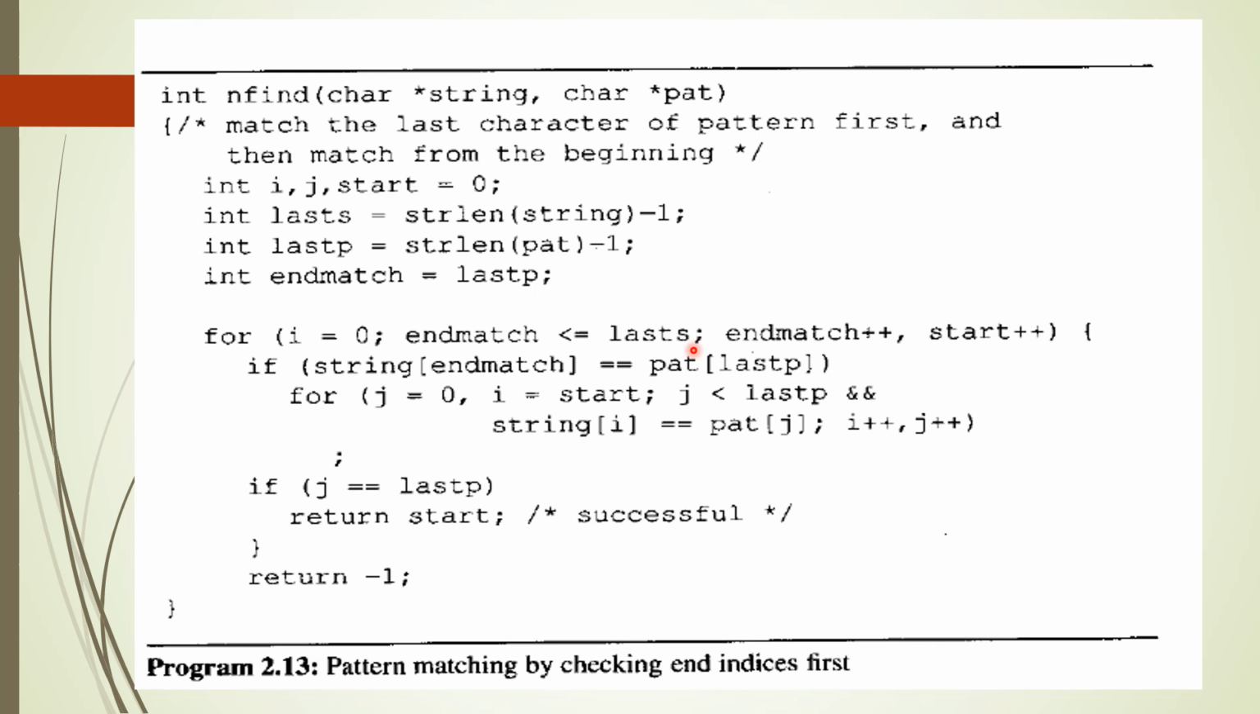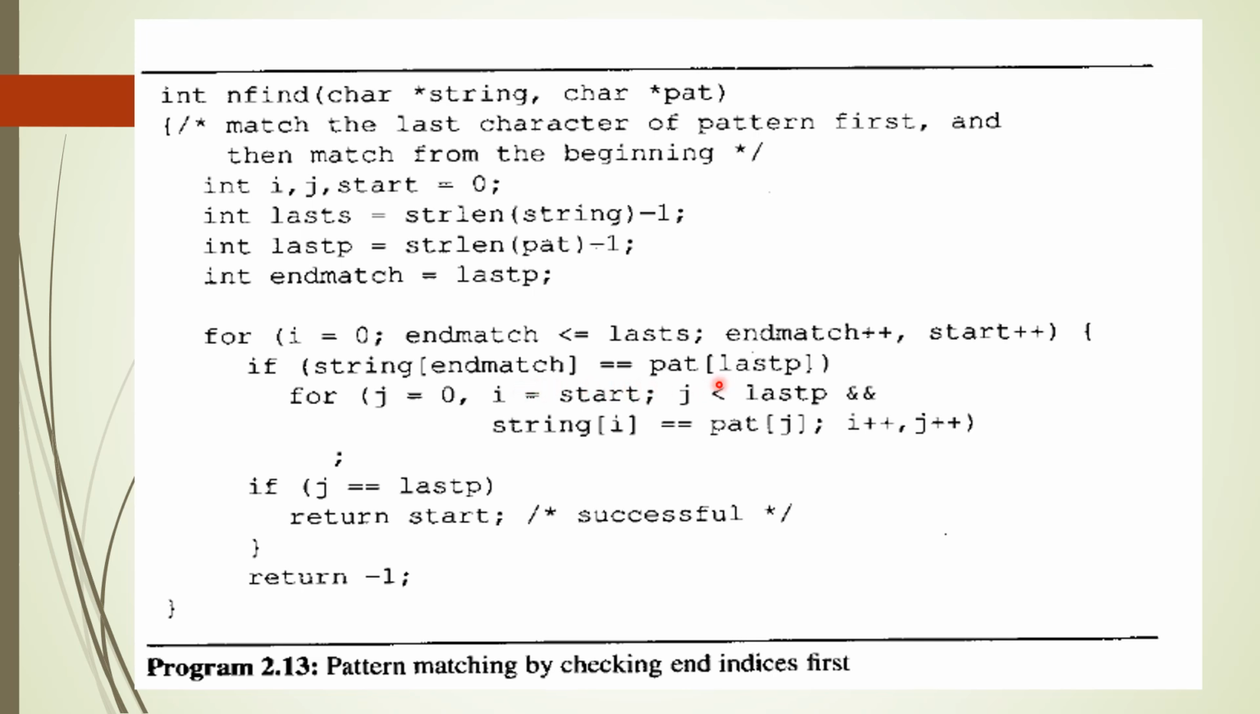Last s is the last character of the text string. So till the last character of the text string you keep comparing. As long as the end match is less than or equal to last s, if this condition is true, it will come inside the loop. If the string of end match is equal to the pattern of last p, that is, the last character of the pattern is compared with the corresponding character in the text.